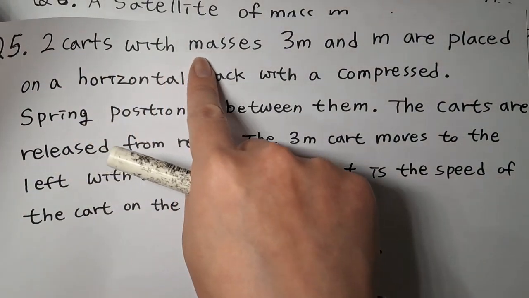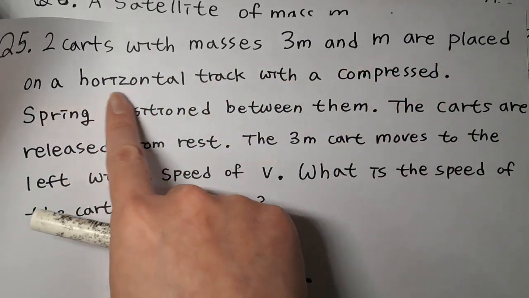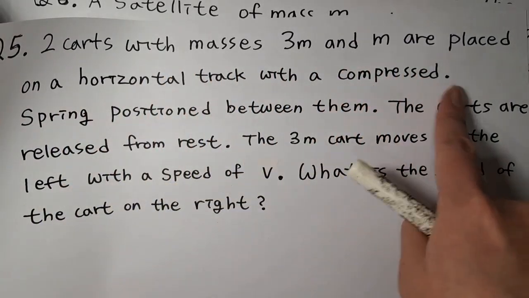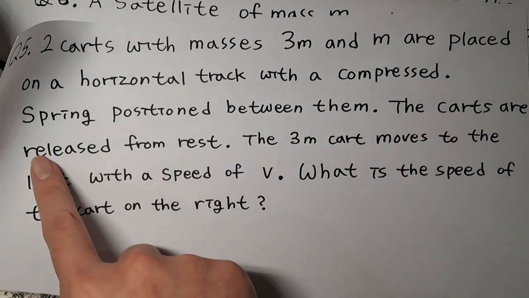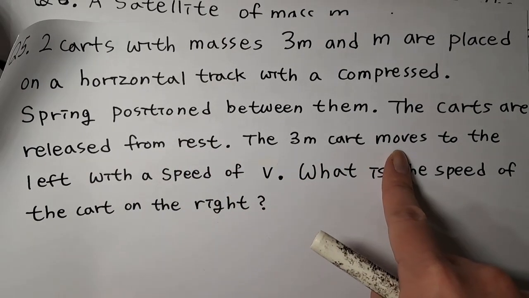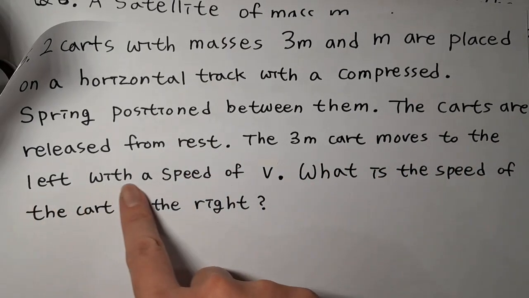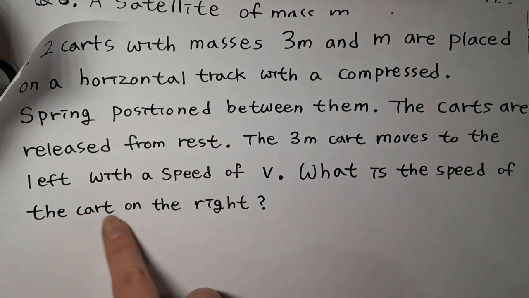Two cars with masses 3m and m are placed on a horizontal track with a compressed spring positioned between them. The cars are released from rest. The 3m cart moves to the left with the speed of velocity. What is the speed of the cart on the right?